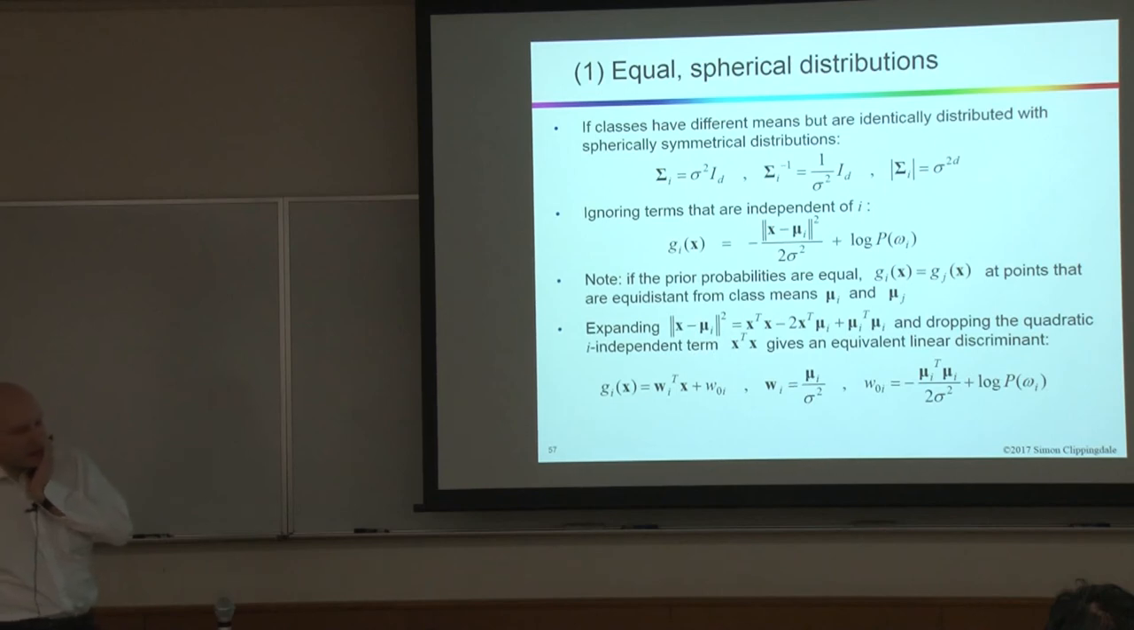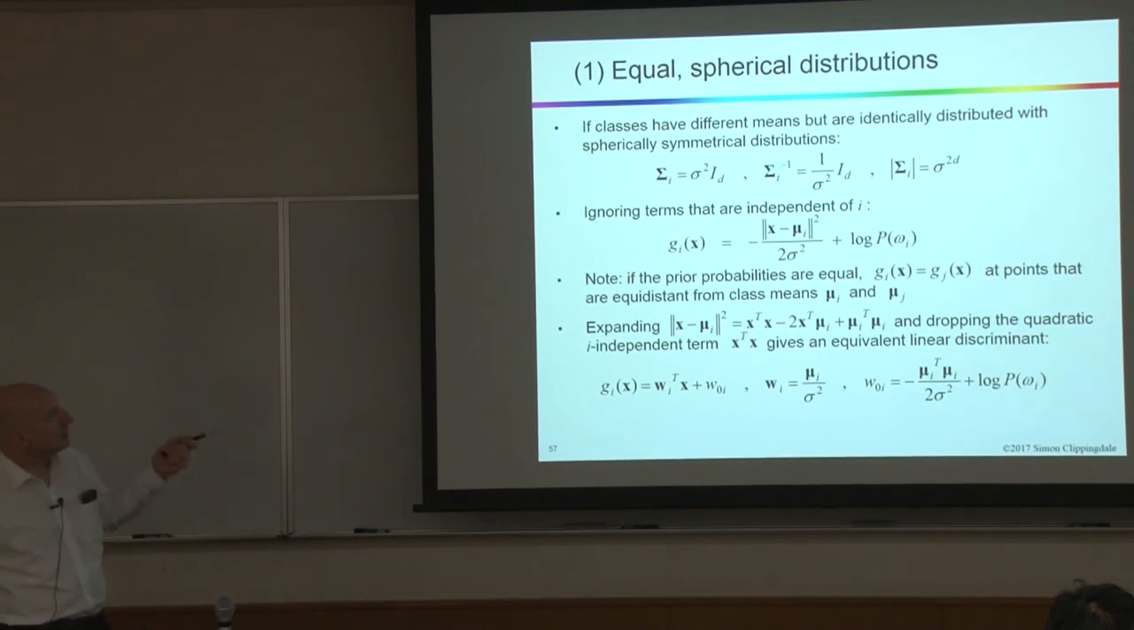So, how does that work in practice? First of all, I'd like to look at the case where all these classes have the same distribution but different means. So, different means, but they're otherwise identically distributed. Same shape of distribution with different centers. And the distributions are spherical or circular in two dimensions. Then the covariance matrix is diagonal. You can ignore terms independent of the class and get a very simple discriminant function, which is this. It's simply a quadratic, a parabola, effectively, plus the log of the prior probability of each class.